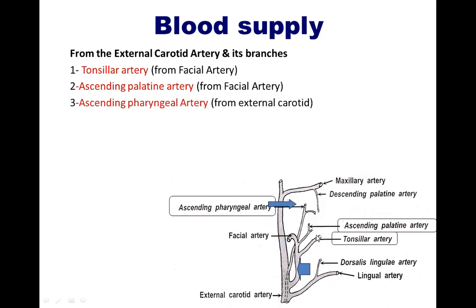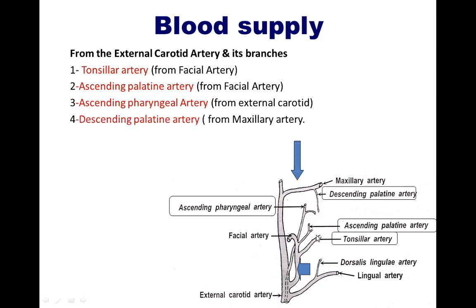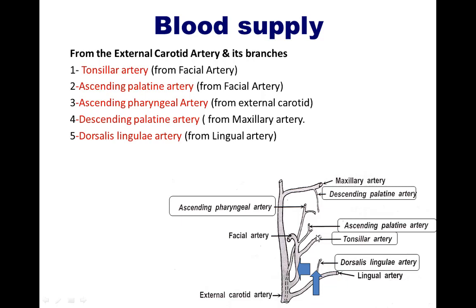Also, we have the ascending pharyngeal artery, which is a direct branch from the external carotid, and the descending palatine artery, which branches from the maxillary artery, and the dorsal lingual artery, which branches from the lingual artery.